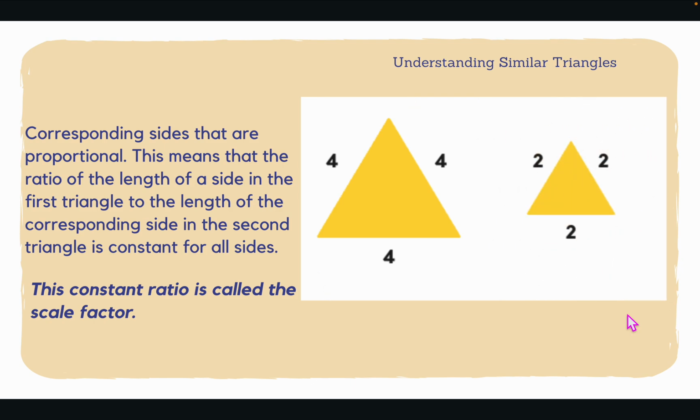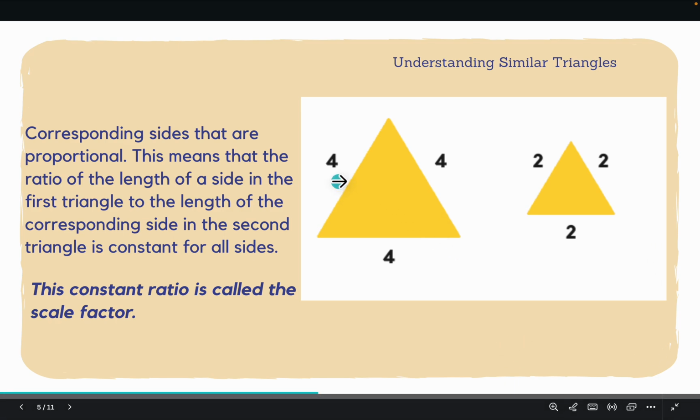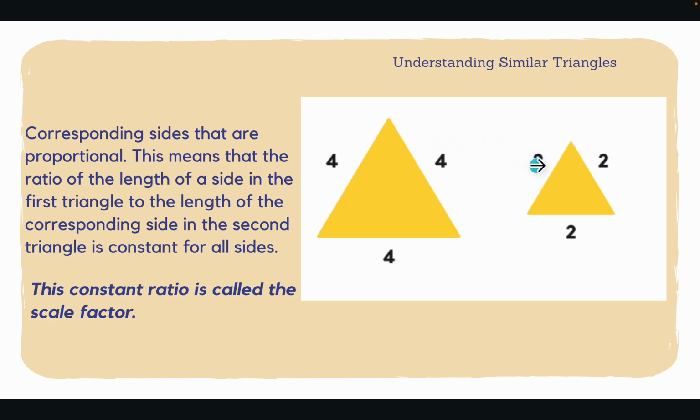When we further understand similar triangles, we see that their corresponding sides are proportional. This means that the ratio of the length of a side in the first triangle to the length of the corresponding side in the second triangle is constant for all sides. This constant ratio is called the scale factor. The word proportional here means the relationship is consistent. In ratios, we look at the relationship between numbers, often comparing them.